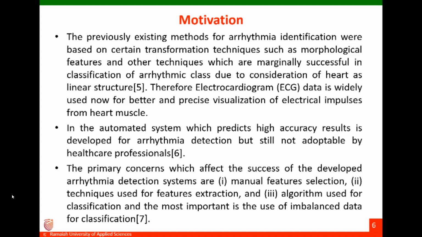Therefore now ECG data is widely used for better and more precise visualization of electrical impulses from the heart muscle. An automated system that predicts high accuracy results has been developed for arrhythmia detection, but it is not yet adopted by all the healthcare professionals and institutes. There are many concerning reasons, such as manual feature selection, techniques used for feature extraction, the algorithm used for classification, and most important is the use of imbalanced data for classification.